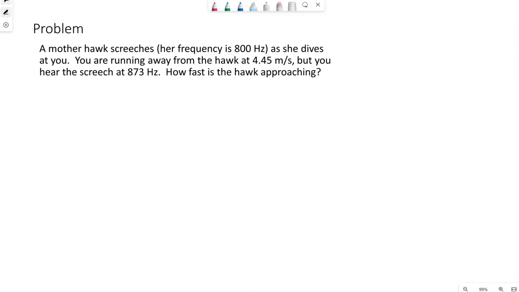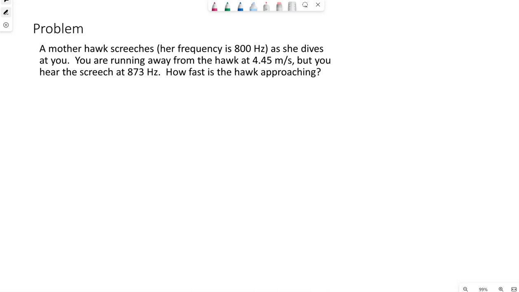We have an example problem here. A mother hawk screeches, her frequency is 800 hertz, as she dives at you. You are running away from the hawk at 4.45 meters per second, but you hear the screech at 873 hertz. How fast is the hawk approaching?